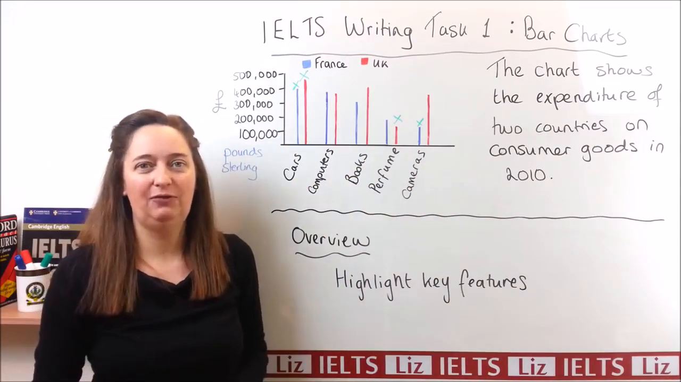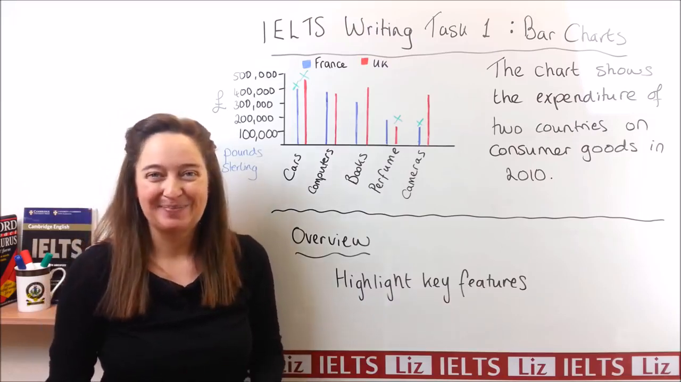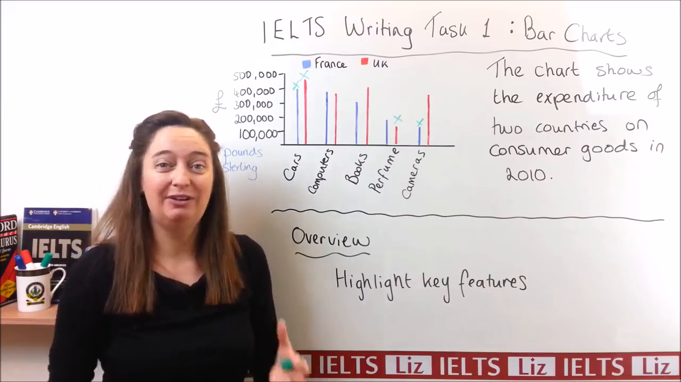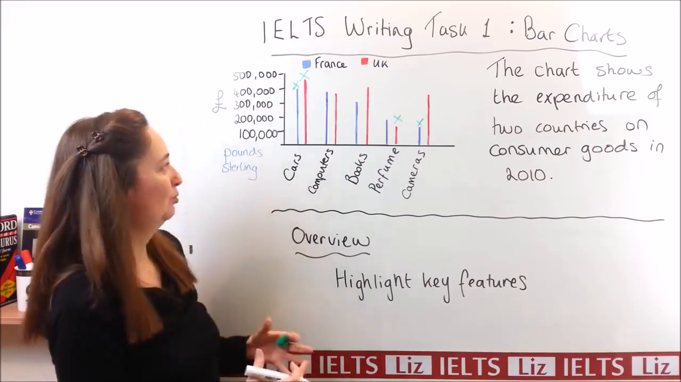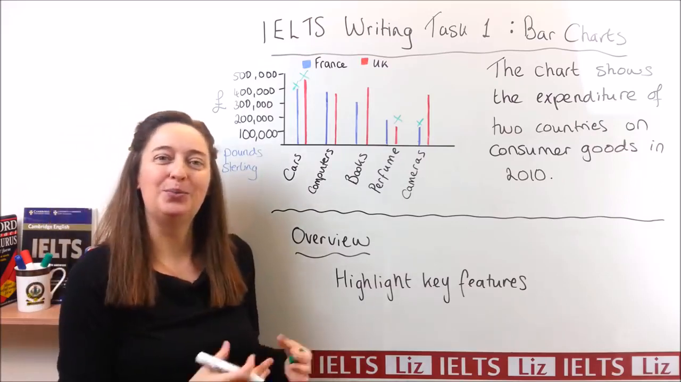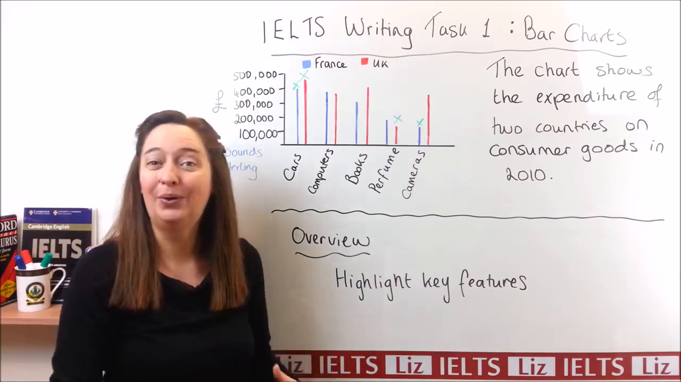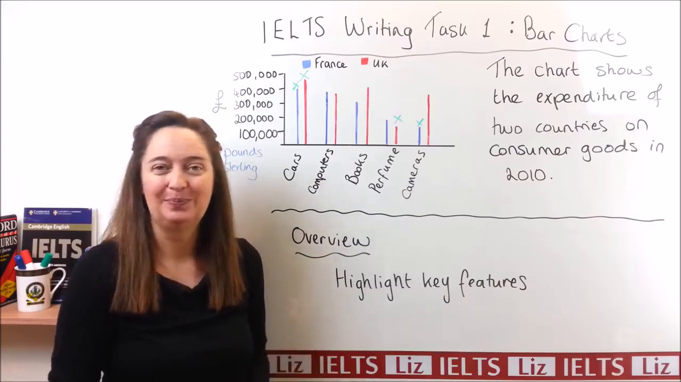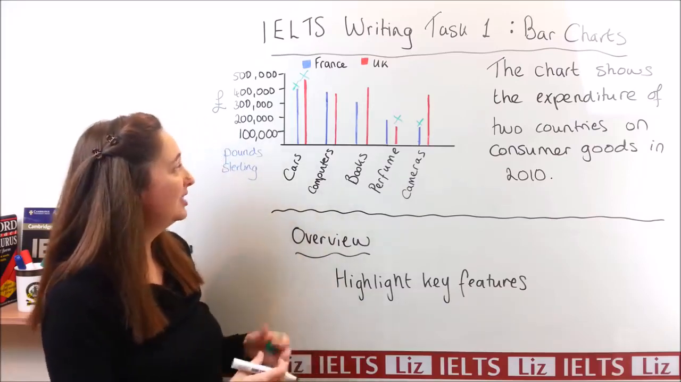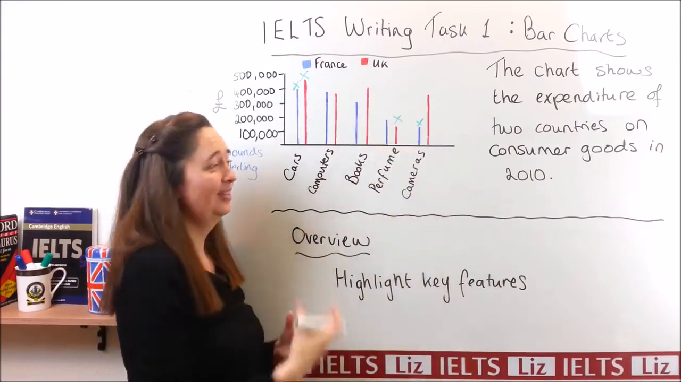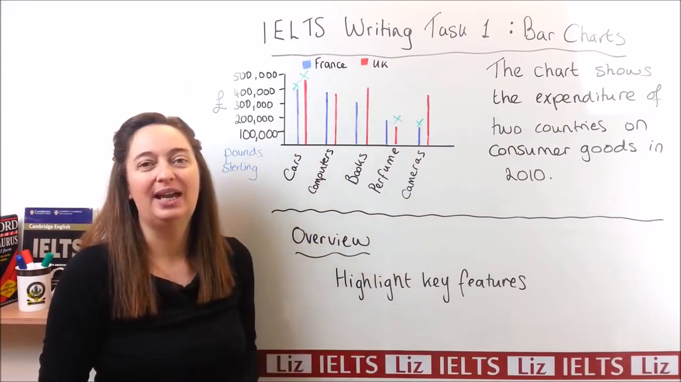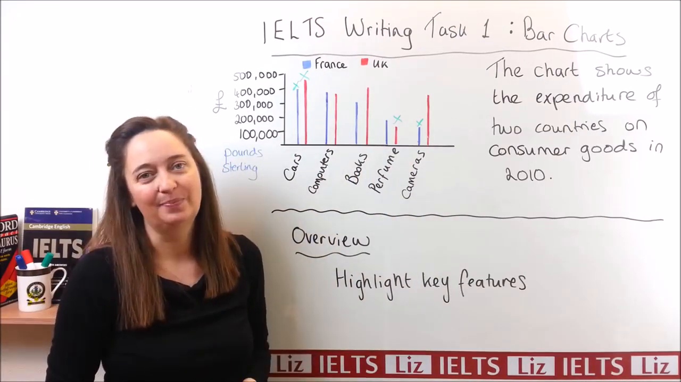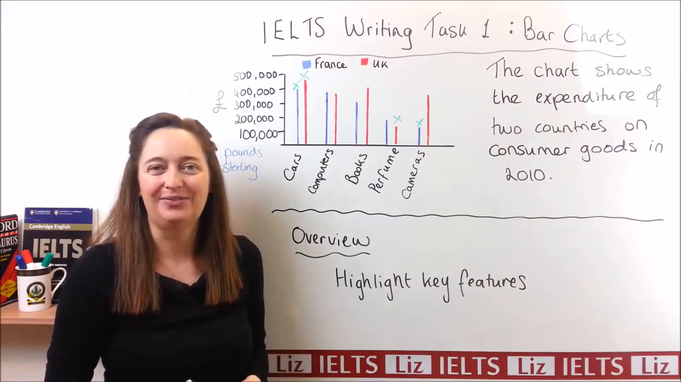Is there any other key feature we can have? Yes. And of course, what you need to look at is very simple. Can you see more red or more blue? So which country spent more money in total on the consumer goods? And you can see that obviously there is more red. So the UK spent more money than France. So let's write the overview.